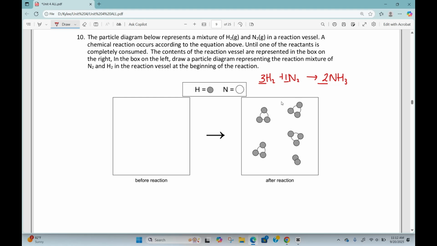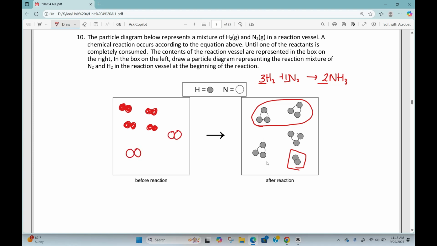Now that I know what my coefficients are, I can work backwards to figure this out. So 2 of these guys is going to end up giving me 3 hydrogens and 1 nitrogen. Now I do also have this guy that was left over. So let's not forget him. I'm going to draw him first before I start adding to this. So that was my leftover one. Now I need 3 more hydrogen gases drawn. So 1, 2, 3. And then I have 2 nitrogens. So my nitrogens are going to be a little bit bigger.